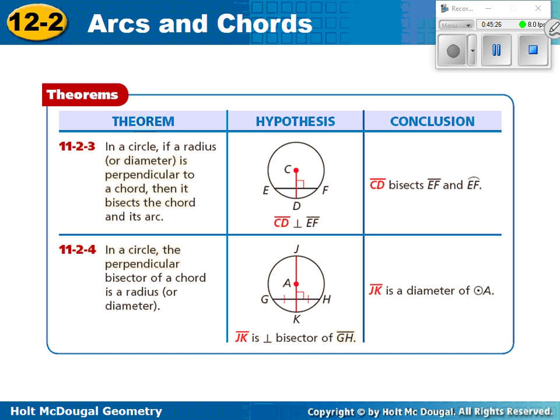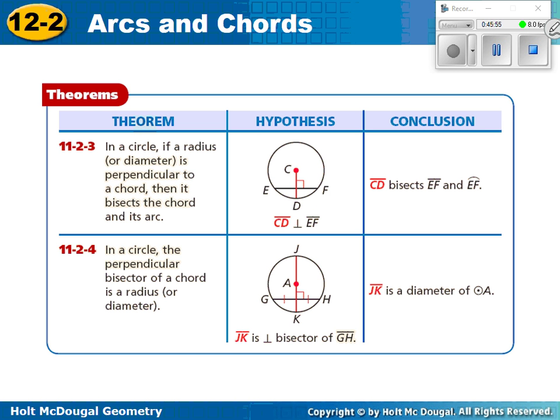Everybody with me? This theorem says if you have a circle, and in that circle you have a chord, and you have a radius or a diameter or any part of the radius or diameter. If that radius is perpendicular to the chord, then it will bisect the chord and it will bisect the arc.